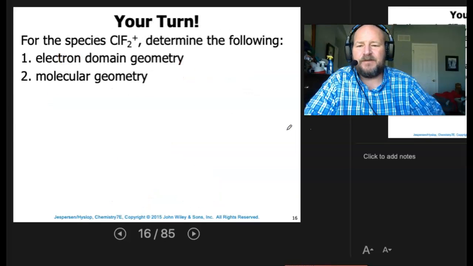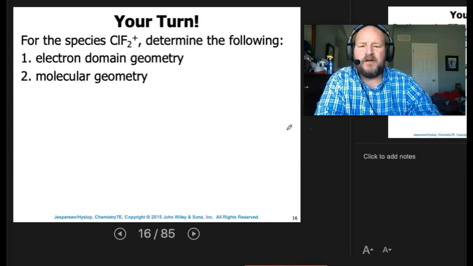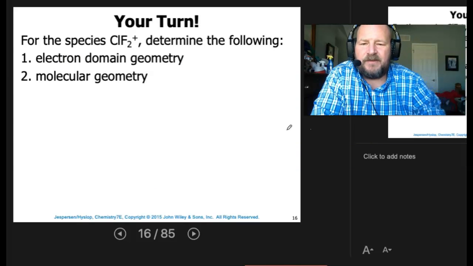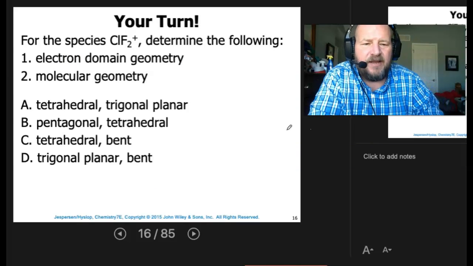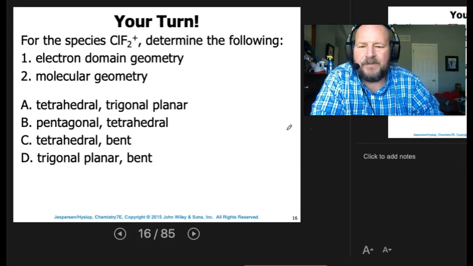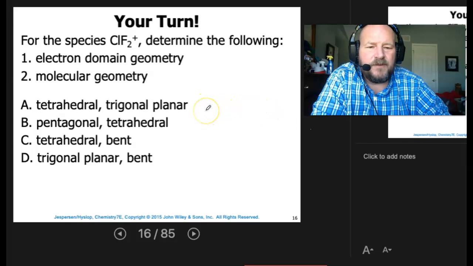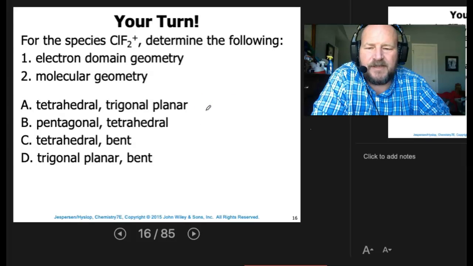All right, so for the species ClF2 plus, determine the following: the electron domain geometry and the molecular geometry. So pause it here for a second, let you work this out.